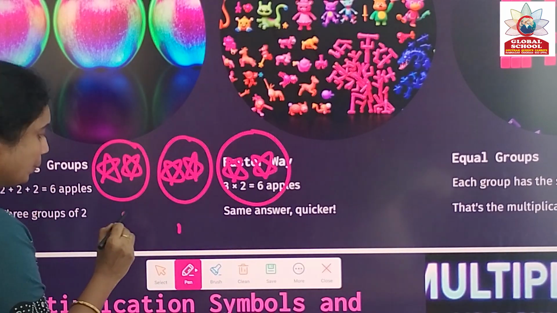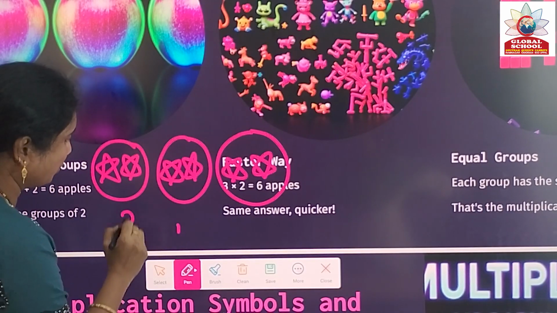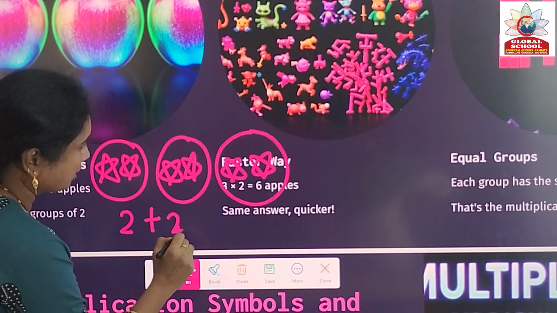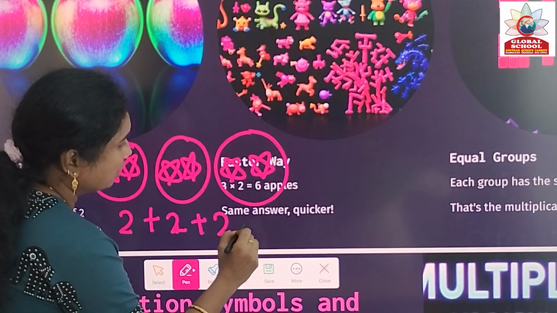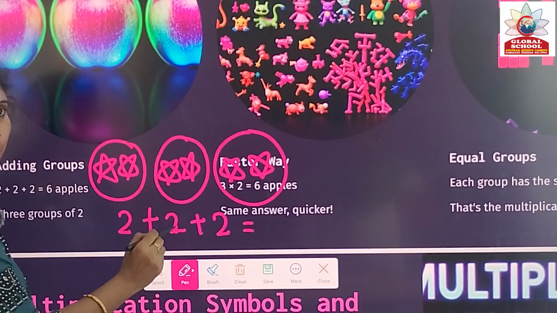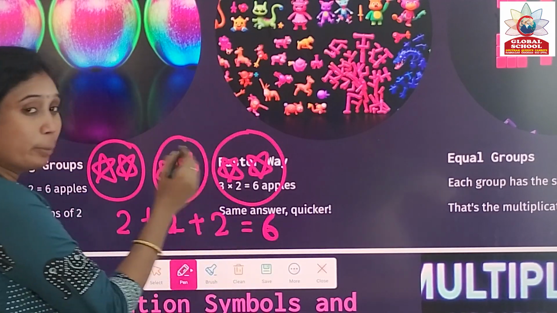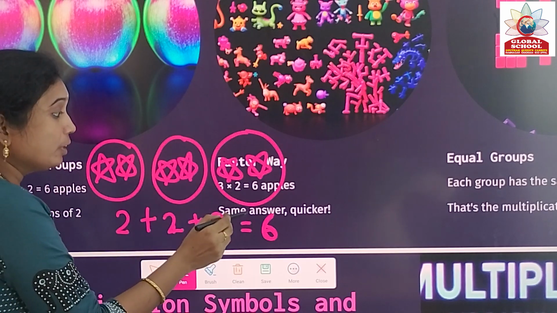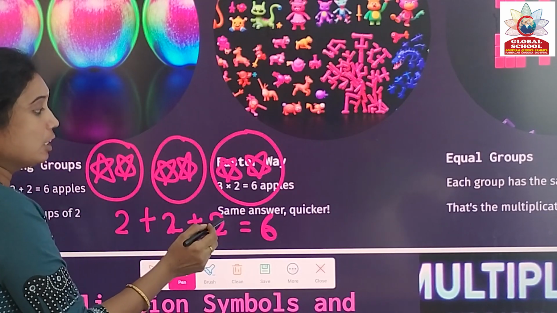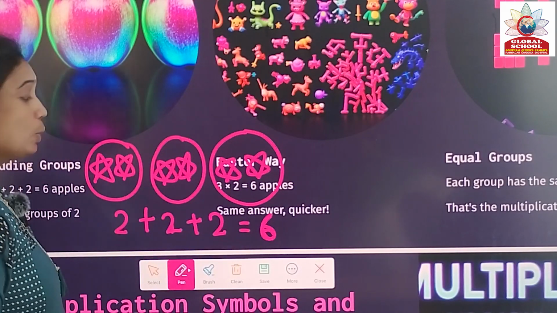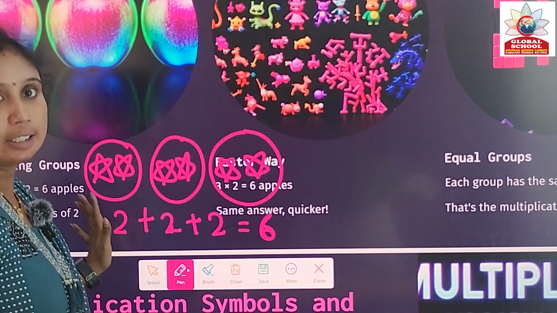So, in first group, two stars. In second group, two stars. In third group, two stars. Now add 2 plus 2, 4. 4 plus 2, 6. So, total how many stars are there? From each group, 2 stars are there. So, total 6 stars are there. So, this is the addition fact.